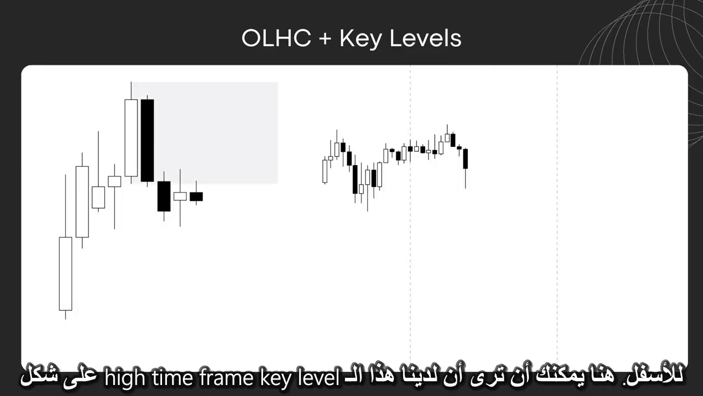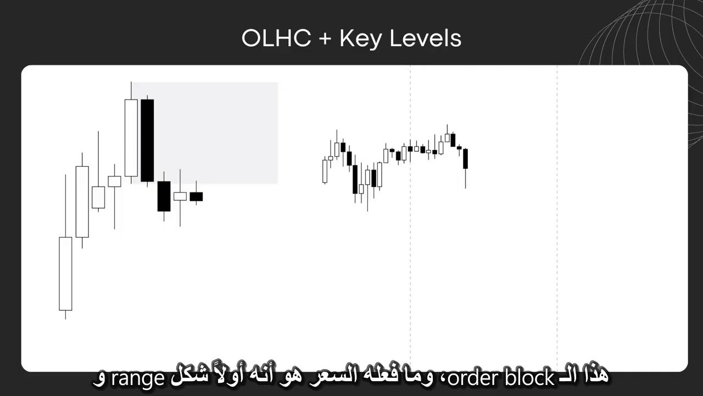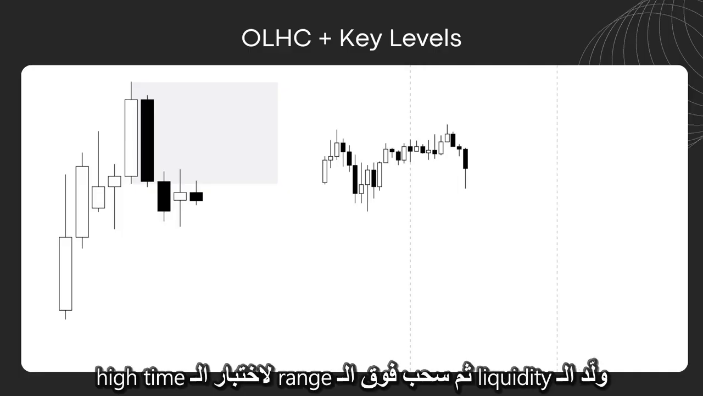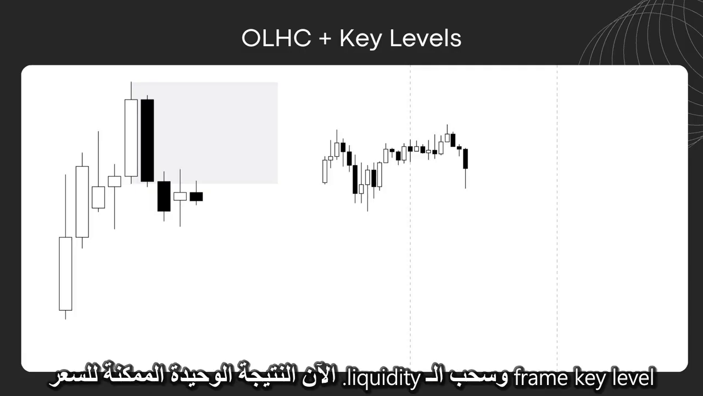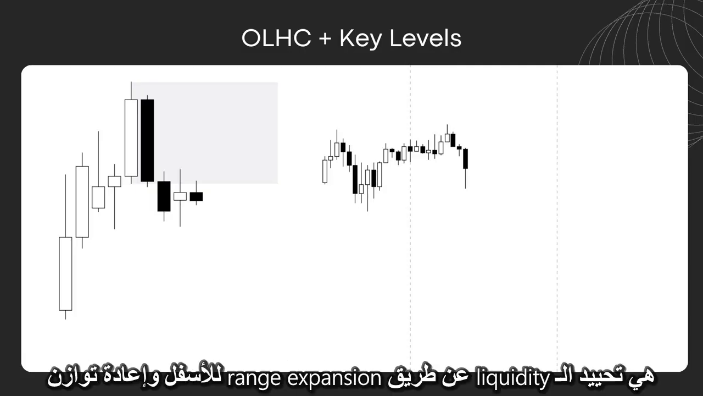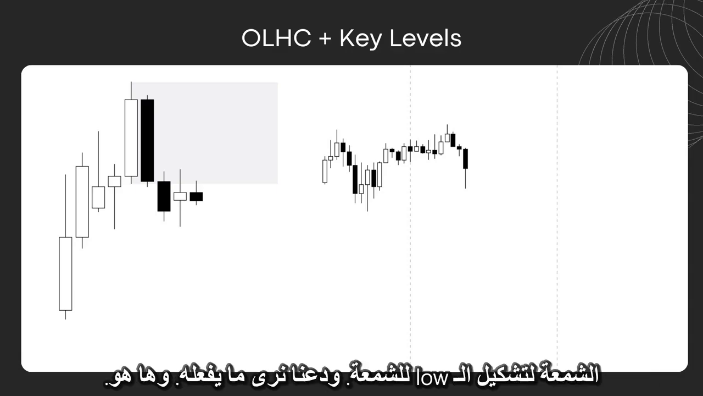Right here you can see that we've got this higher time frame key level in the form of this order block, and what price did is first of all it formed a range and generated liquidity, and then it purged above the range to test the higher time frame key level and purge the liquidity. Now, the only possible outcome for price is to neutralize liquidity by having a range expansion lower and the rebalance in a candle to form the low of the candle. Right? Let's see what it does.